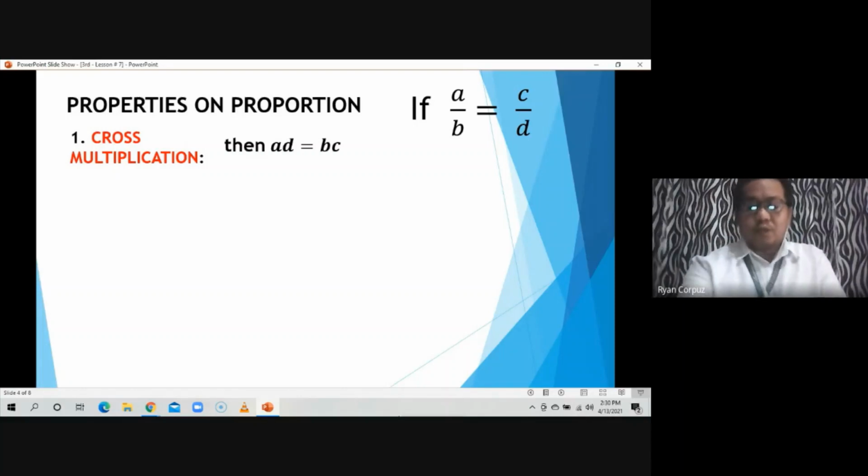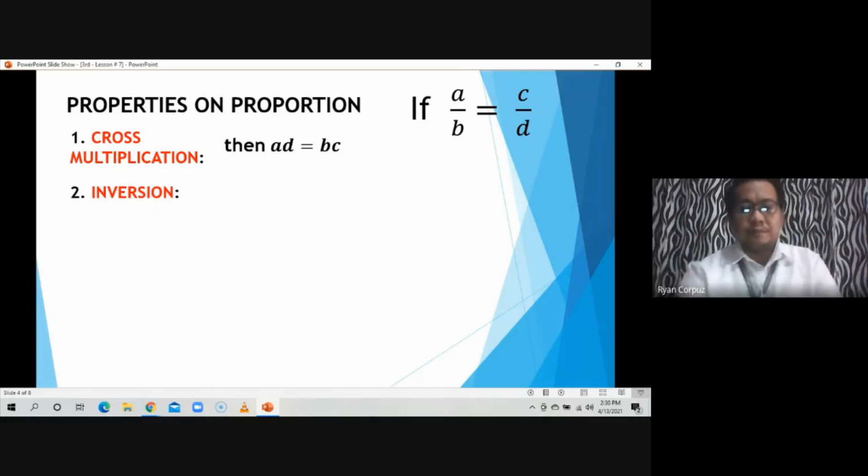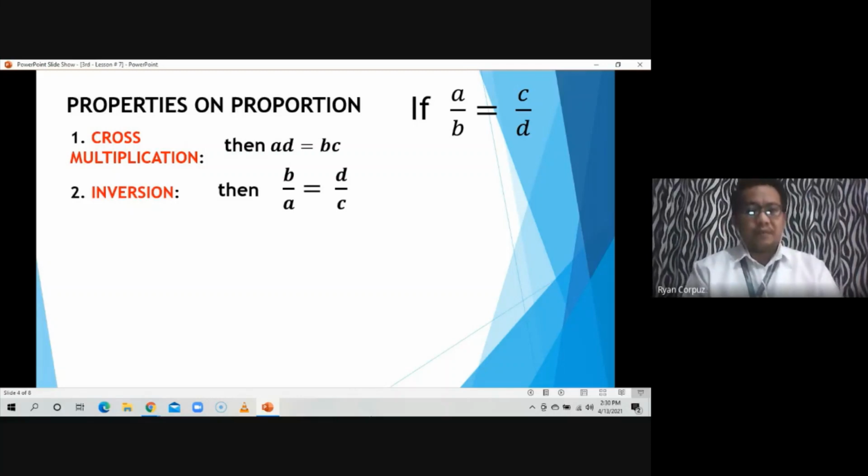So aside from cross multiplication, the next property on proportion is what we call inversion. So, paano naman yung inversion? Again, if A over B is equal to C over D, then B over A is equal to D over C. So, anong nangyari? If we look at yung first given natin, A over B is equal to C over D, it becomes B over A is equal to D over C.